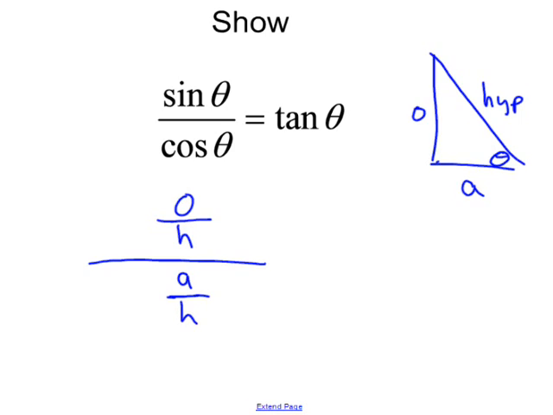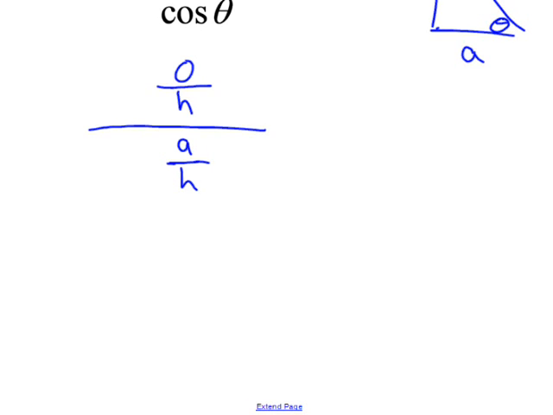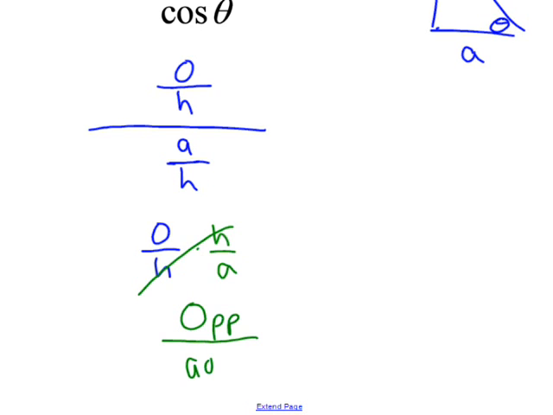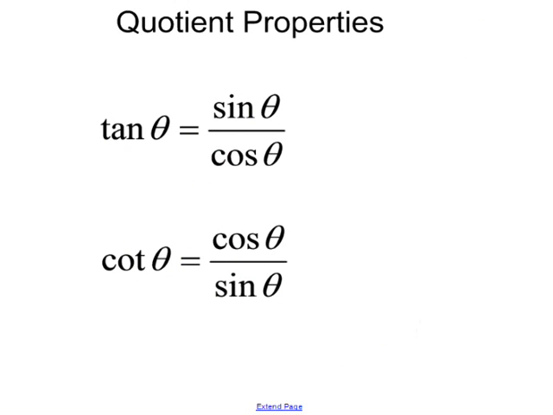And so when I look at simplifying this, we know we never divide by a fraction. We always multiply by the reciprocal. So instead of dividing by a over h, we're going to flip it and multiply by h over a. The h's cancel each other off, and you have opposite over adjacent. And we know that is the same thing as TOA or tan theta. Okay, and so that is the proof of the first quotient property, which says tangent is sine over cosine.